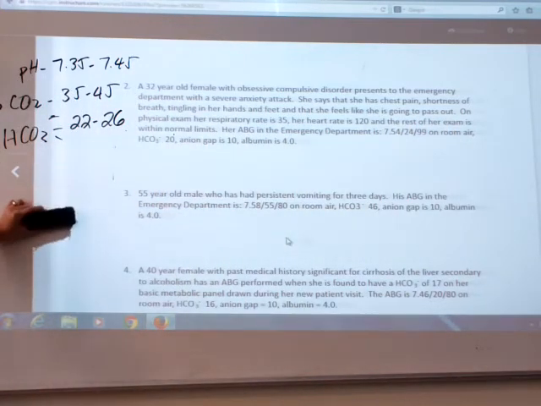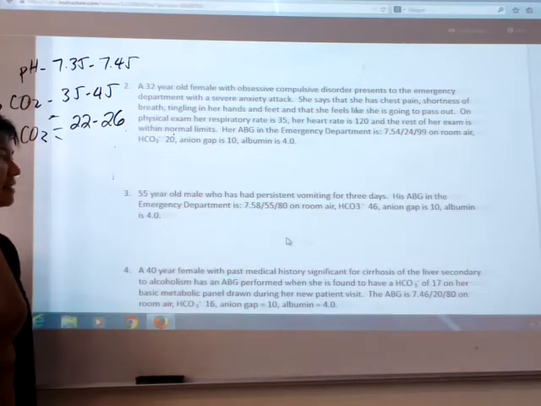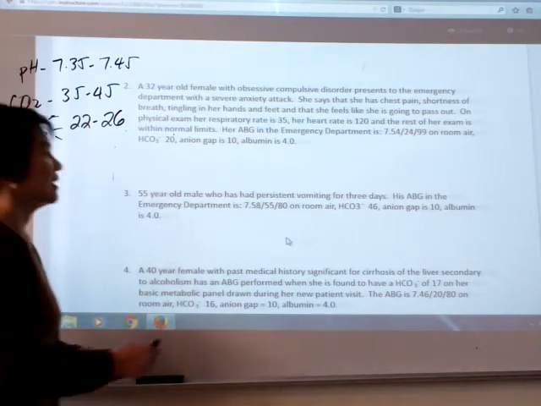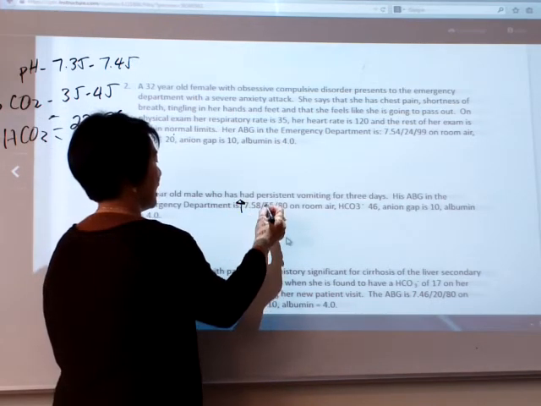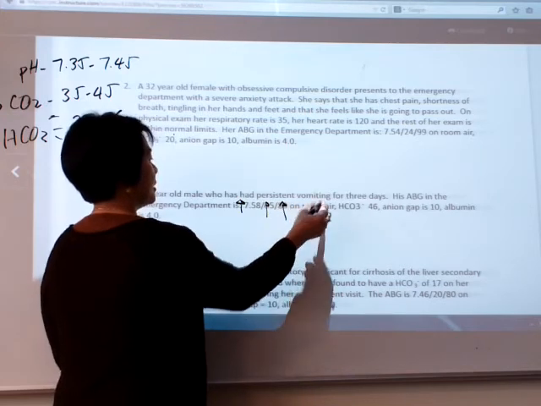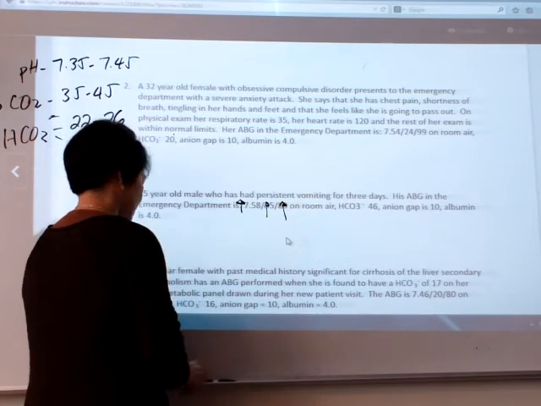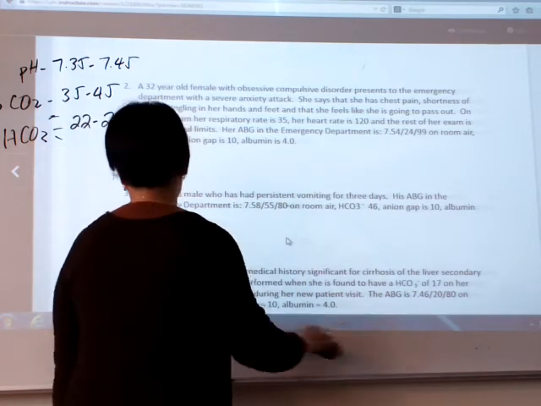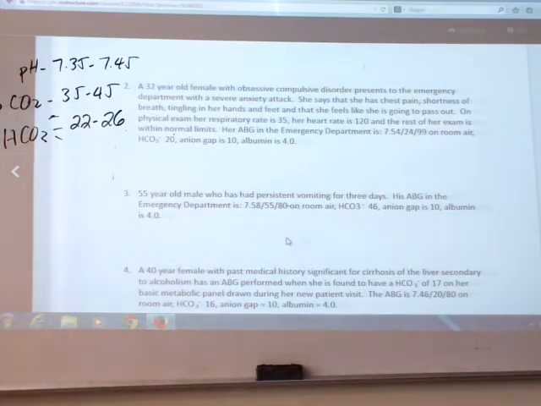Next, this one. So that's 55 milliliters. Vomiting for 3 days. So what are you going to guess for vomiting? Metabolic. So 7.58, what's that? It's too high, too basic. So this is too high, and then the carbon dioxide is high, the bicarb is high. Persistent vomiting. I can't see the numbers. What are the numbers? 55 and 80. 55 is high and 80 is too high.